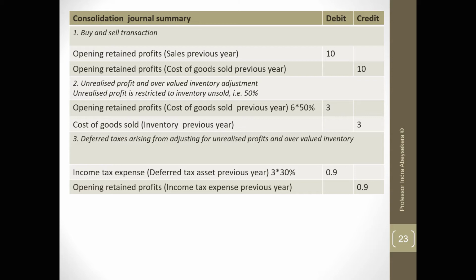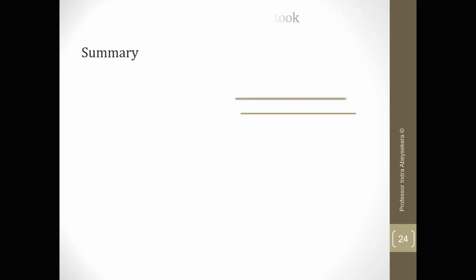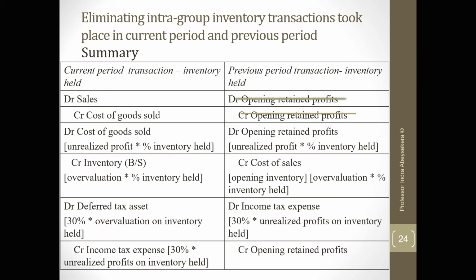When we take cost of goods sold, expenses are decreasing because it's a credit, and that means profit increases, that means income tax expense increases. So 3 into 30% is 0.9 debit income tax expense. And for the opening retained profits, where we have decreased the profit, when we decrease profit of opening retained profits, then there should be a decrease in income tax expense of the previous period. So opening retained profits, we credit 0.9.